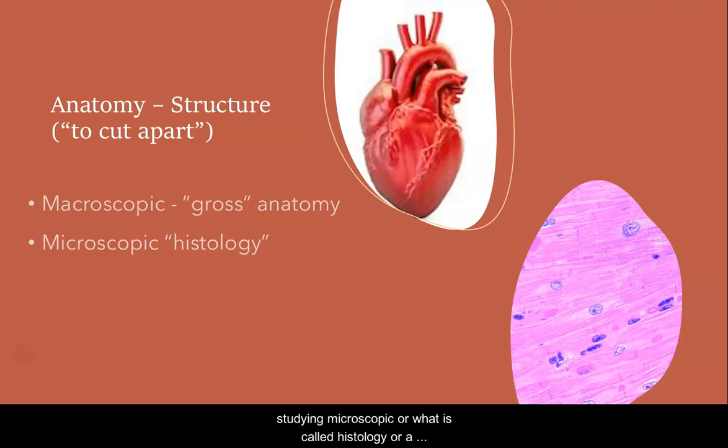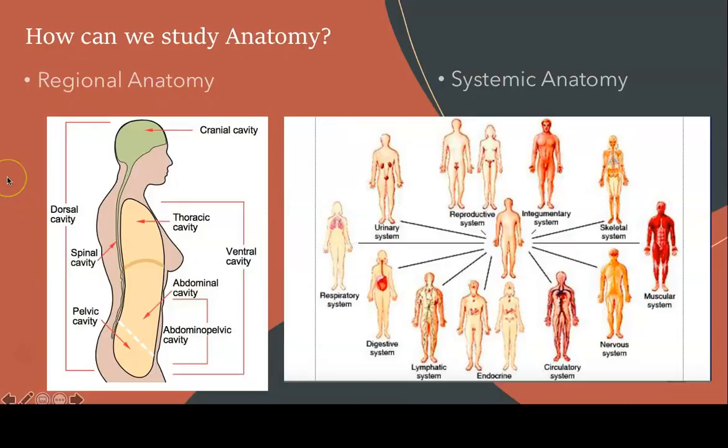Or we could be studying microscopic, or what is called histology, or a histological study. And that is, if you look over here, this is cardiac muscle. You can see different cells and how they line up together, and they're striated, and we'll learn all about this later. But this is the stuff that makes up the heart. This tissue makes up this organ, okay? And so we could either study the entire organ and call that macroscopic anatomy, or we could do microscopic anatomy or histology and study the tissue that makes up that organ, okay?